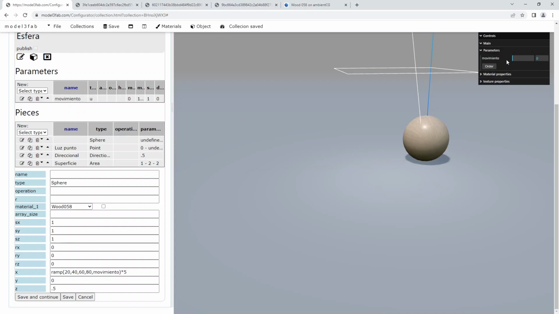This can be used, for example, to move a drawer that opens and closes, or a door that also opens and closes.